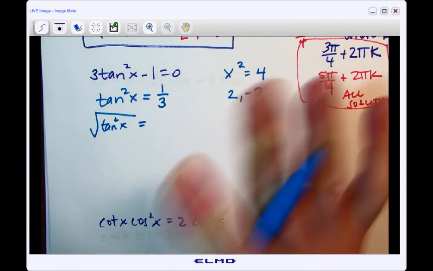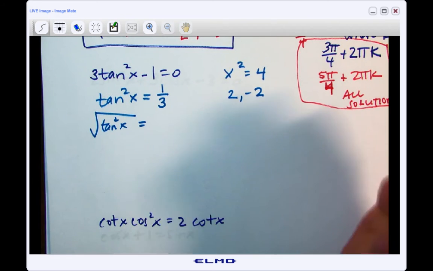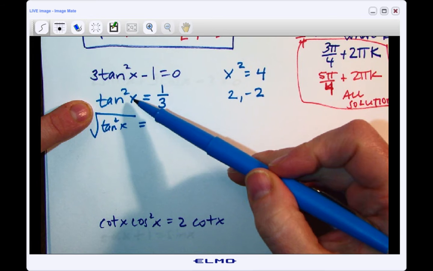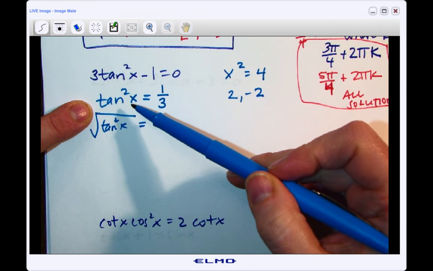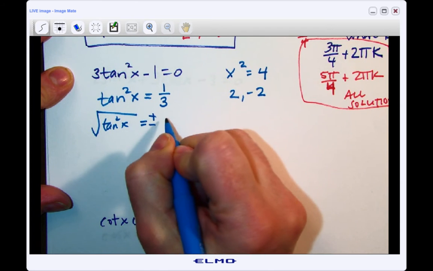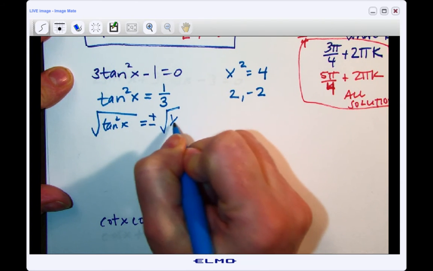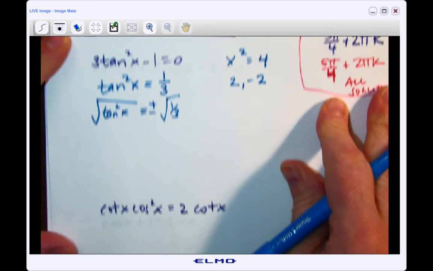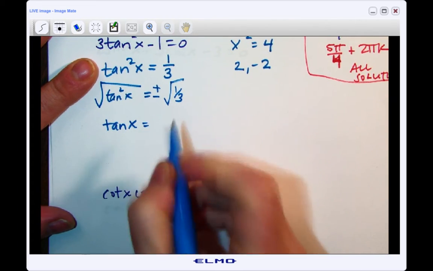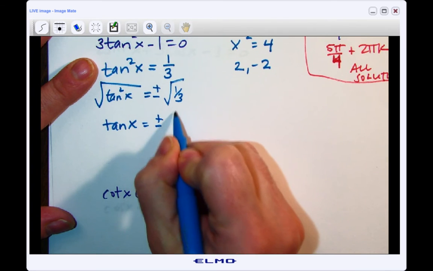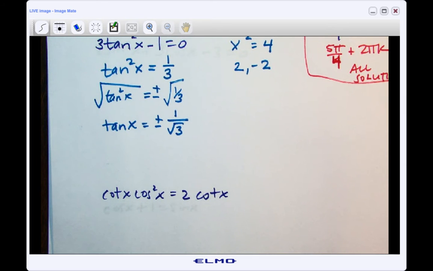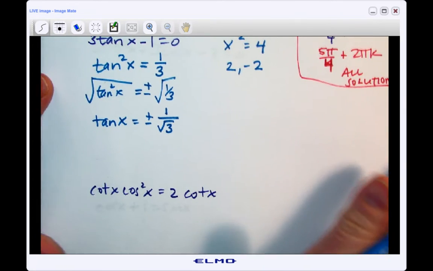And remember, the solutions are the values that'll make the original expression true. So this has both a positive and a negative number that if I put it in there, it'll work. So opposites are going to work here, right? So I have to say plus or minus the square root of 1/3. All right, so tan x is equal to plus or minus, the square root of 1 is 1, the square root of 3 is, I don't know, so I'm going to call it square root of 3, okay? So I'm going to work with it here.